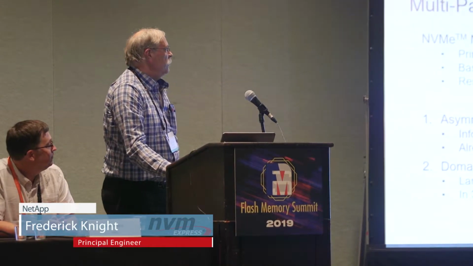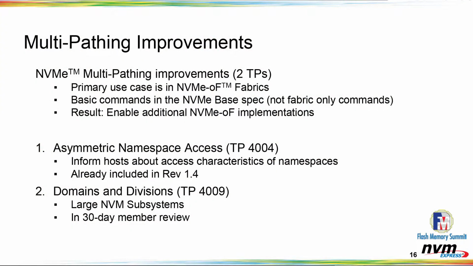Okay, so I'm going to talk about the multipathing improvements that have gone in over the last year or so since the last FMS, where we talked about some of this. The primary use cases are in fabrics. Fabrics are the primary places where you have multipathing. It's not often you have multiple PCI buses hooked up to the same PCI device, and so you don't get a lot of multipathing in the PCI environment.